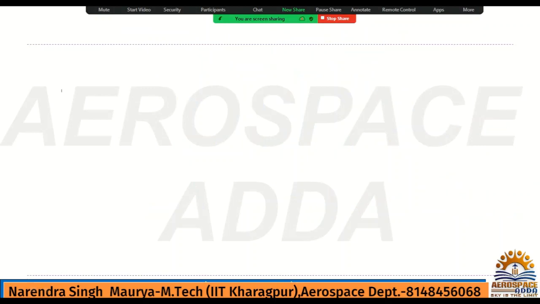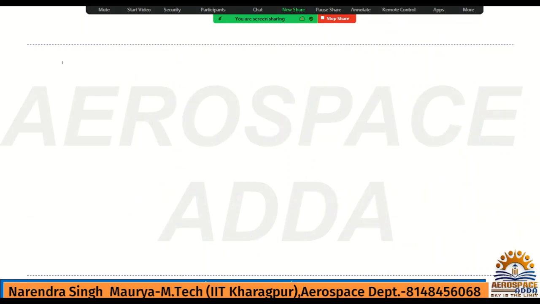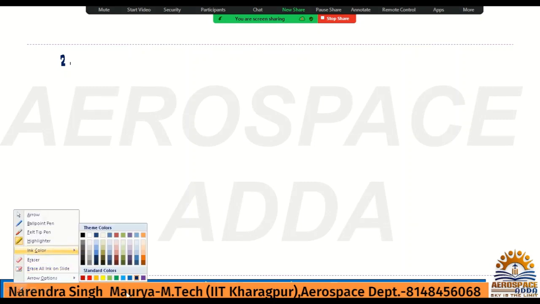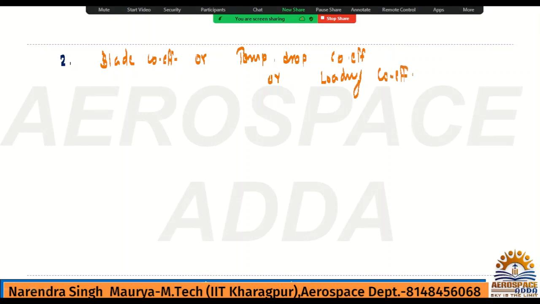Now the next parameter that we have here is the blade coefficient. In the compressor, I told you this is also called the temperature drop coefficient, if you remember, or this is also called, very important, the loading coefficient.